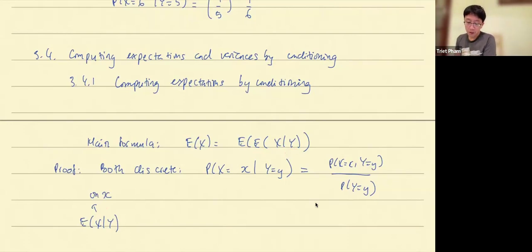Y is fixed. So expectation on x, what does that mean? It means that you sum over the x, or you integrate over the x, times what? Times the conditional probability. So it's going to be, well, just let me write this. And we wrote this formula before.